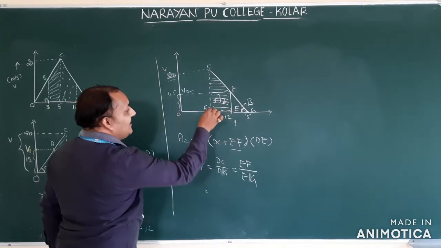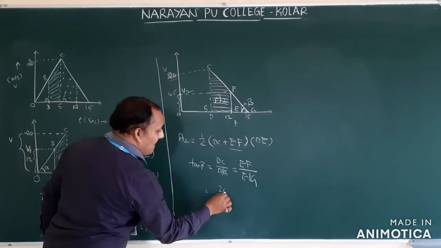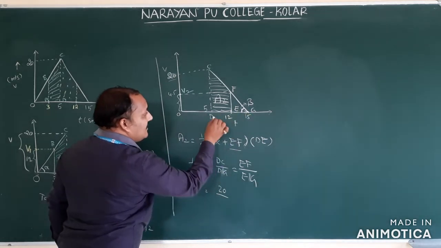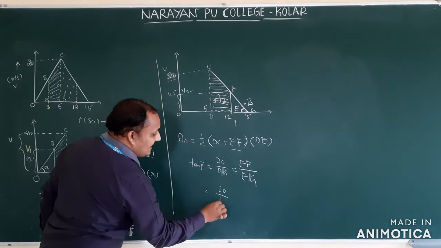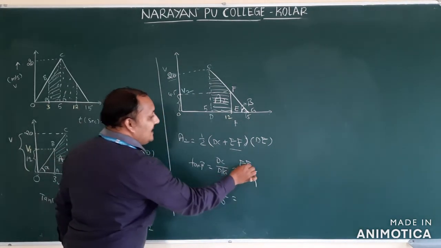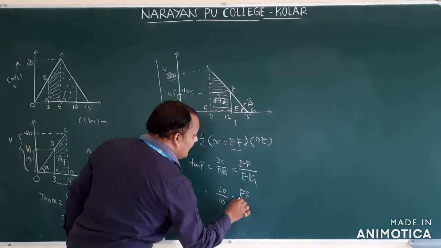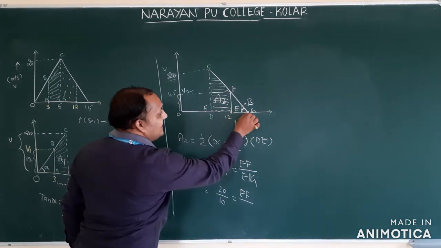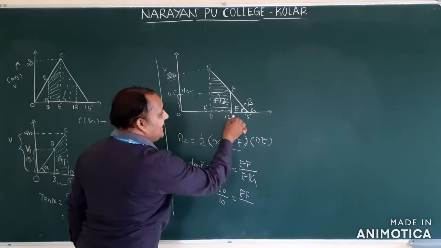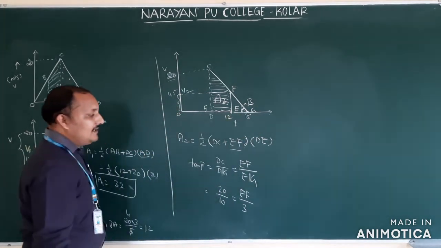So what is the DC value? The DC value is 20, so 20 by DG. Then 5 to 15 means the difference is how much? 15 minus 5, 10, is equal to EF. This one only we should calculate: EF by EG. This one is E and this is G. EG, the difference is 15 minus 12, that is nothing but 3.